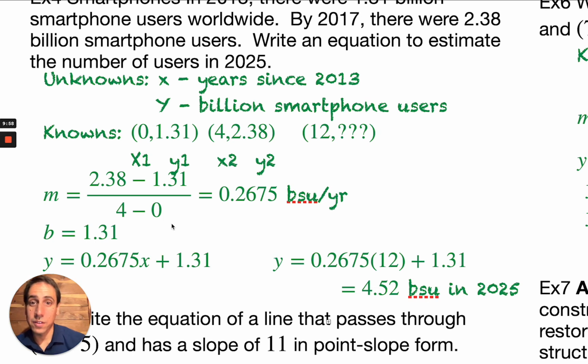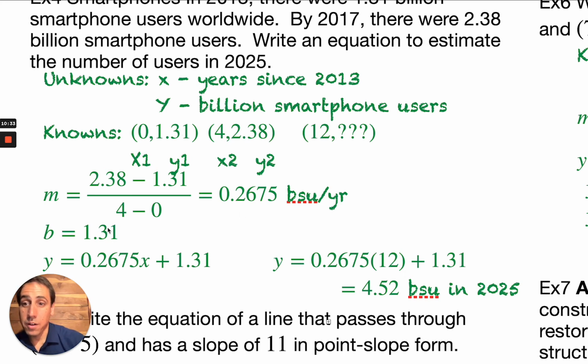So the formula says y2, which is 2.38, minus y1 over here, all over x2 minus x1. Notice, y's are on the top. Yay! x's are on the bottom. Yay! That's great. And now you can pull out your calculators and divide this number by this number. And if you're going to type it in, make sure you use parentheses. Parentheses 2.38 minus 1.31, close parentheses, divided by another set of parentheses. And then you hit enter once and you get this. That's billion smartphone users per year.